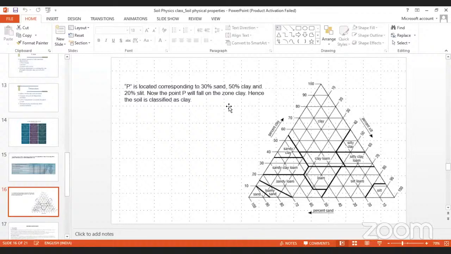And now we have to locate 20% silt. Where is 20% silt? This line is 20% silt. This point. What is anti-clockwise? You rotate like this, and it is clay. So you have to draw a parallel line from this point parallel to clay. The intersection point will be defined as clay. In that case, it will fall somewhere here. So it will be the clay texture of soil.